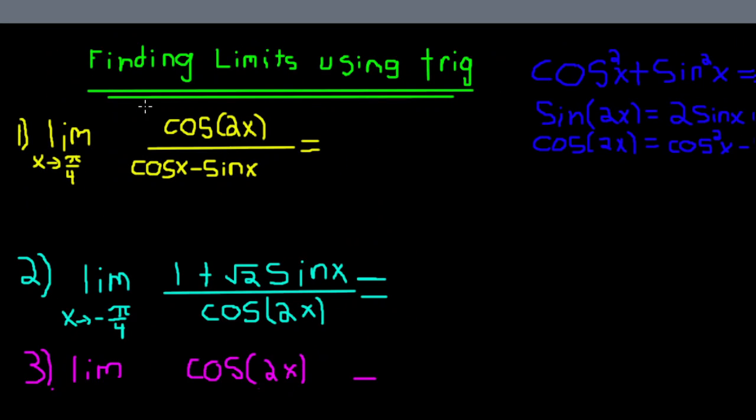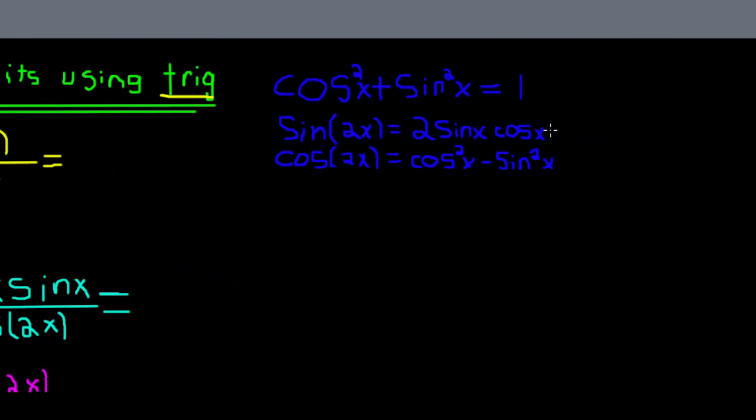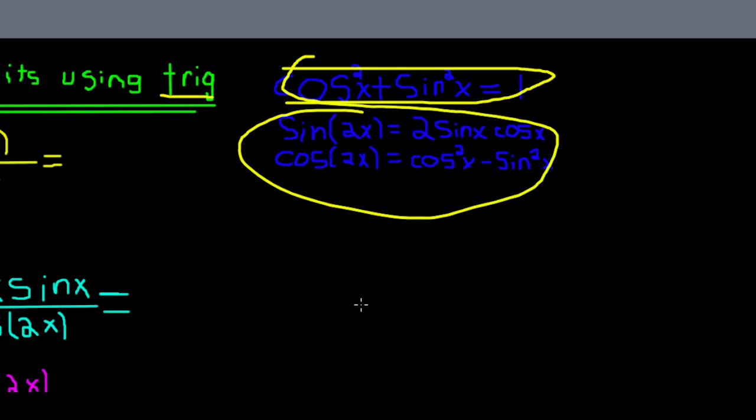Alright, so last time I did limits with algebra. Now I got limits with trig. And it's going to involve these formulas. So this is the Pythagorean identity, and these two things you're going to want to know. Sine of 2x is 2 times the product of sine and cosine. And cosine of 2x is the difference. It's basically the other version of the Pythagorean theorem.